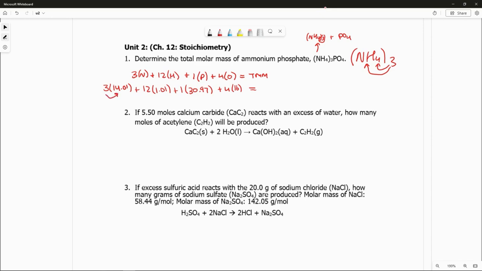So 3 times 14.01 added with 12 times 1.01 added with 1 times 30.97 added with 4 times 16 will eventually give you, in the end, 149.12, and the unit for molar mass is always going to be grams per mole. And that is your final answer.